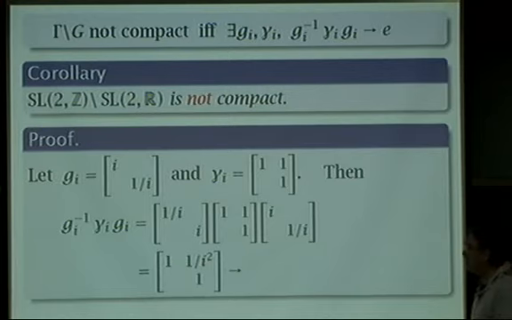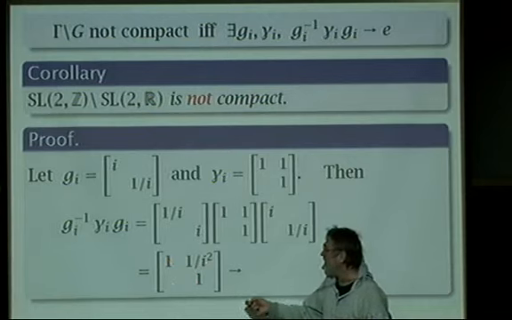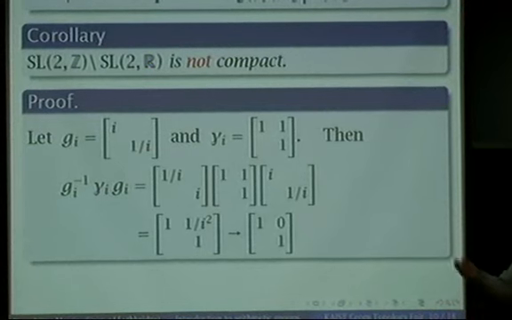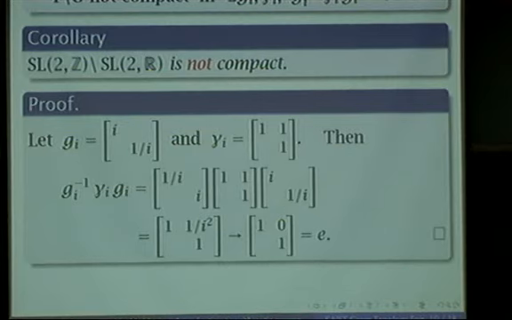These matrices have a limit. As i gets large, the 1 is not changing, the 0 is there, and this thing here tends to 0. And that is the identity matrix, which in group theoretic terms is the identity element of the group. So g_i inverse gamma_i g_i tends to the identity. I found a sequence that does that. By the compactness criterion, since I found such elements, that means that G mod gamma is not compact. That's a basic example of using this compactness criterion.